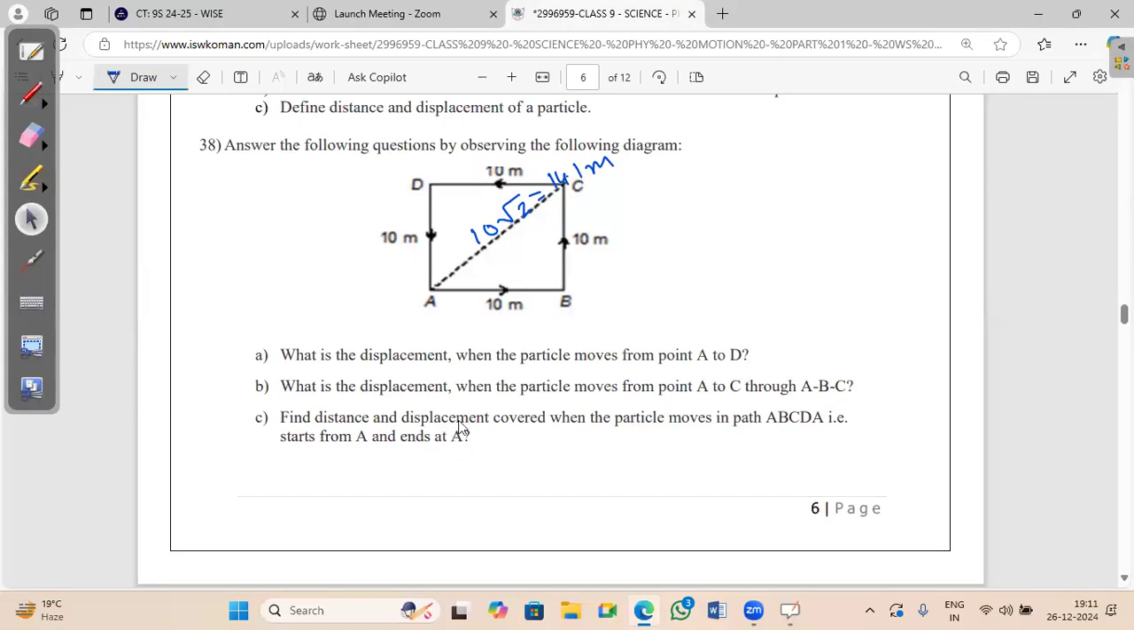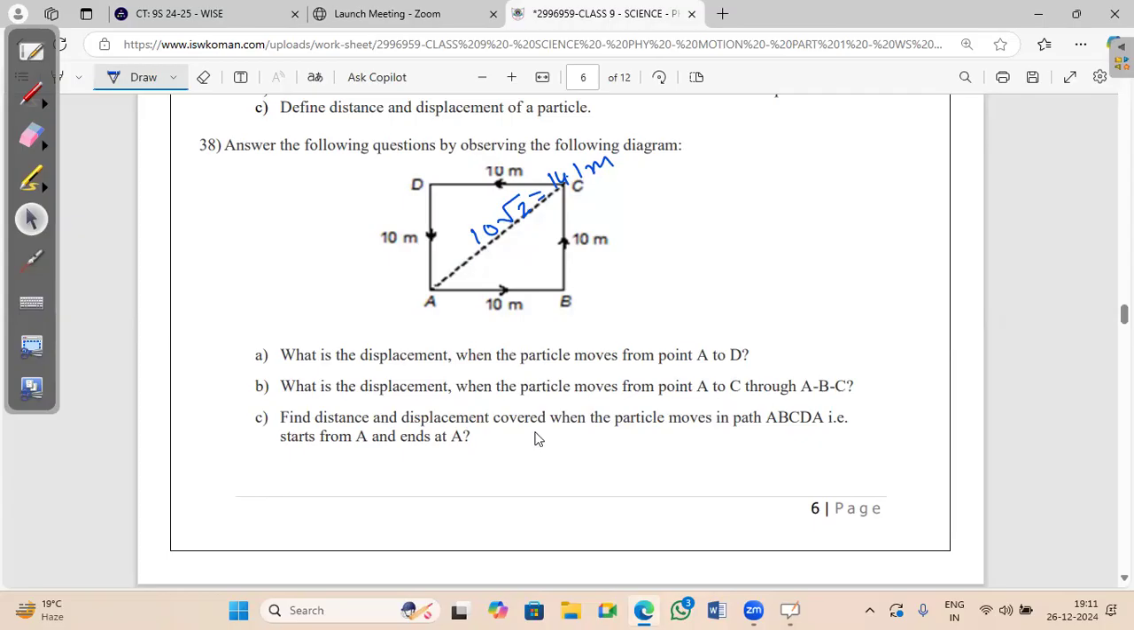Now find the distance and displacement covered when the particle moves in path A, B, C, D, A. Starts from A and ends at A. Sir, distance will be 40 and displacement will be 0. Okay, distance will be 40, but displacement will be 0.